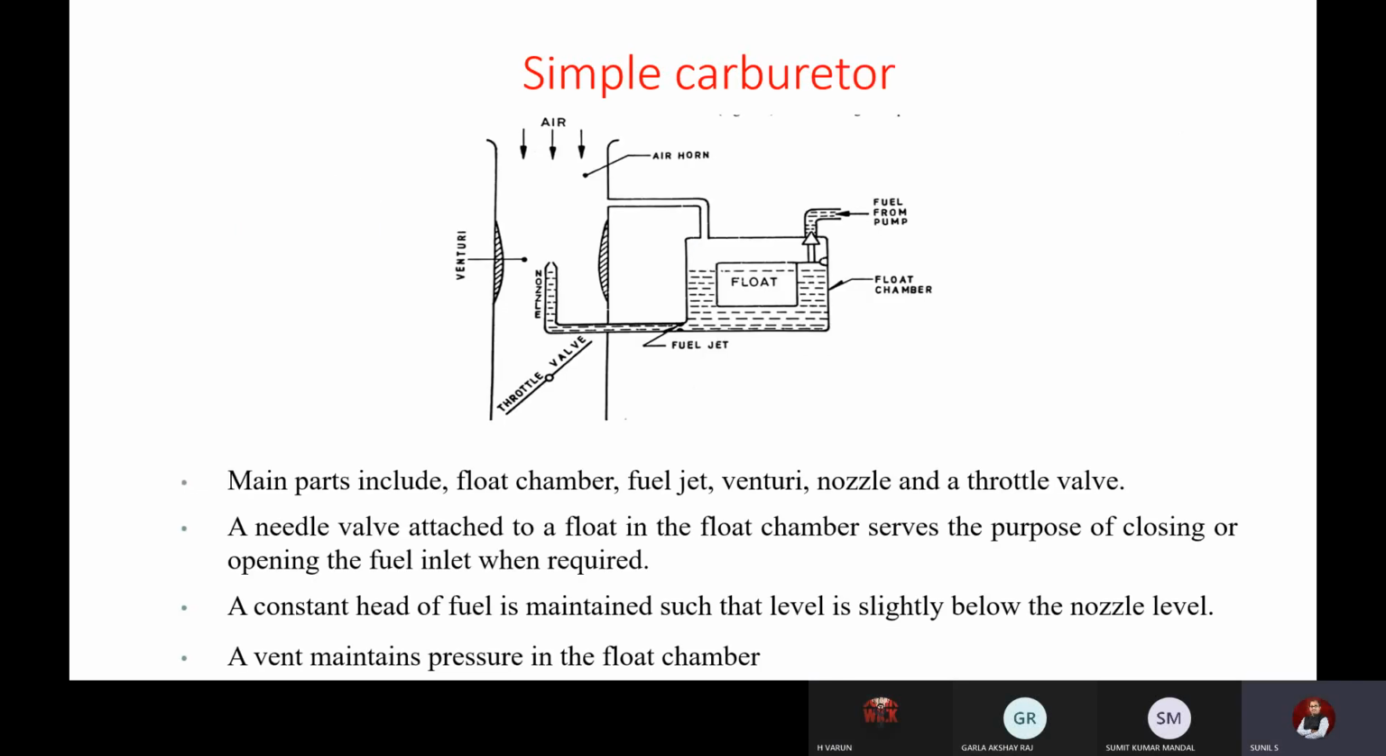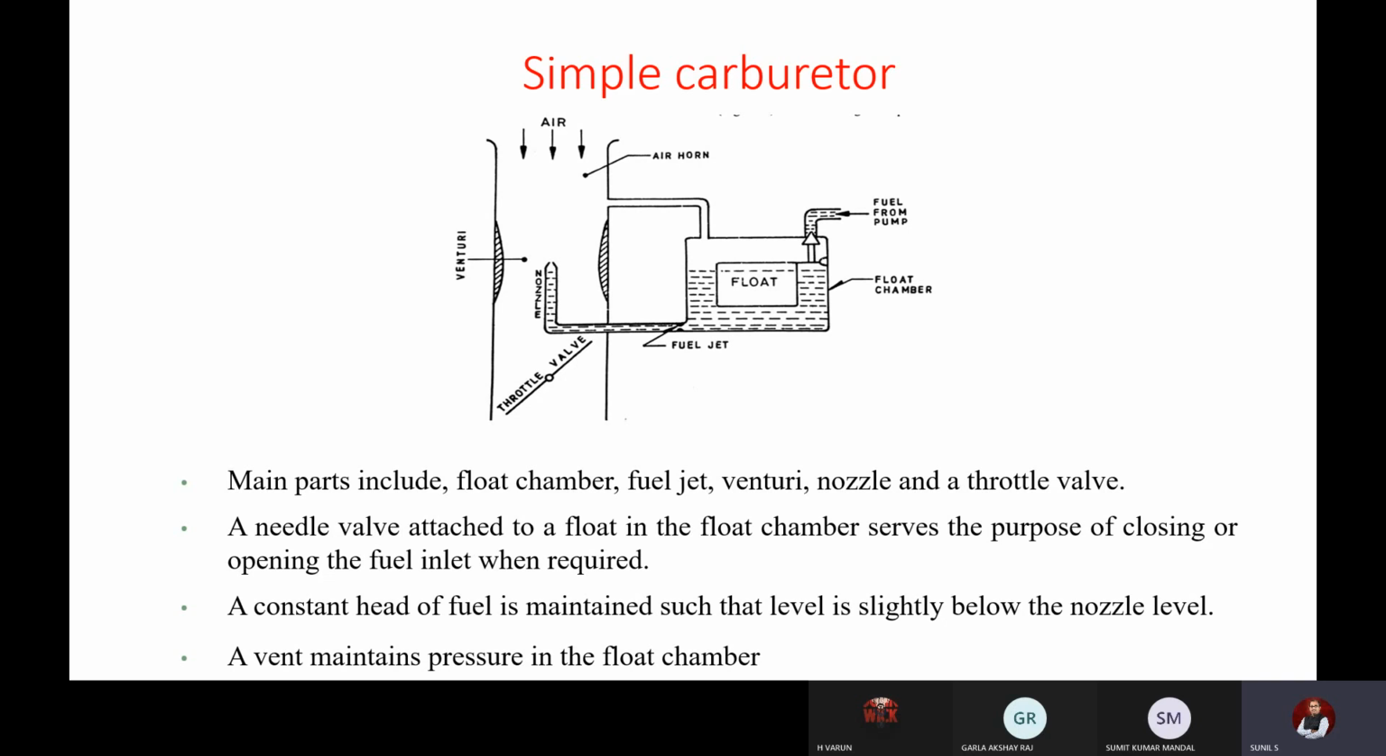So first we will start with the simple carburetor, right? If you understand the principle of working of the simple carburetor, the rest will all be modifications of this with some additional attachments. So these are the various components of a simple carburetor.